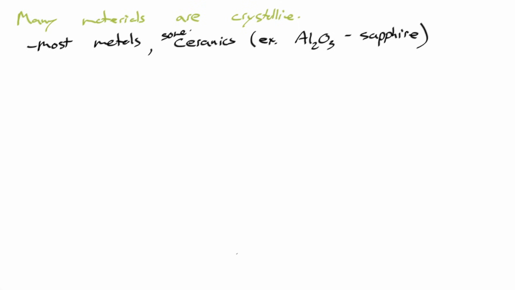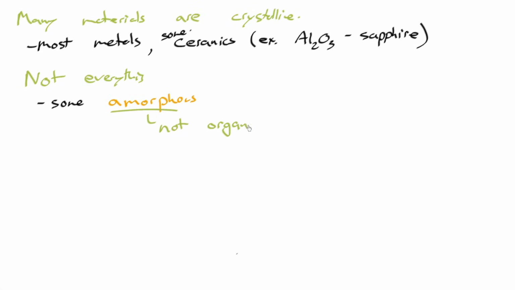But not every material is crystalline. Not everything. So some things are disorganized. I should actually write this in, and I'm going to define a new term here. Some materials are amorphous. Okay, and what does amorphous mean? Well, amorphous means not organized or not crystalline. Okay, and an example of that would be window glass.